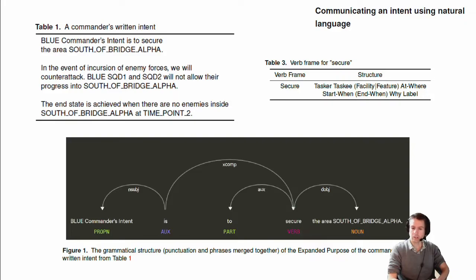On the right side, in table 3, you see a verb frame, which is part of our grammar. So when the commander is talking about securing something, we know that there will be a tasker and a taskee involved, possibly a facility or feature, a certain location, a start time, possibly an end time, and a reason why we want to do this. We are using spaCy to analyze the natural language of the commander and to understand the sentence structure to get elements out of a written sentence and place them into the verb frames.